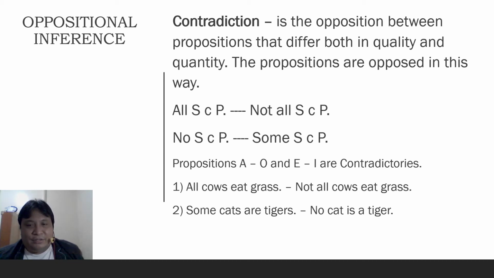All cows eat grass. The contradictory is: not all cows eat grass. Some cats are tigers. So that is an E, no, sorry, that is an I proposition. Some cats are tigers, an I proposition. So therefore, the contradictory for that one is: no cat is a tiger.